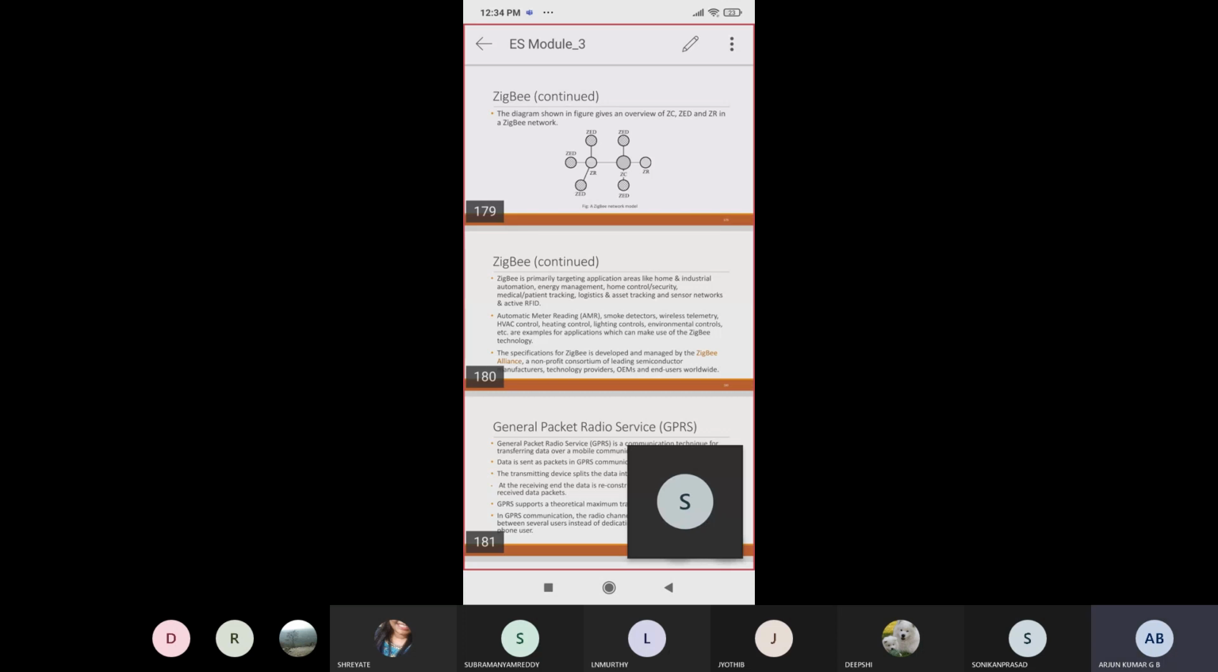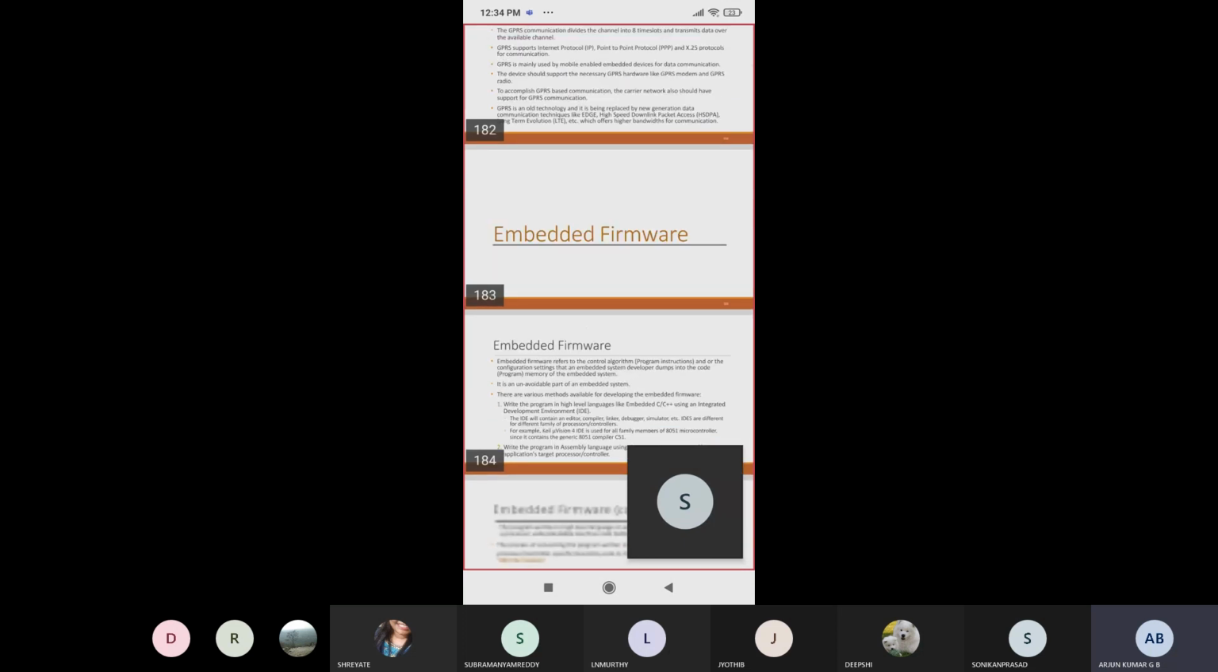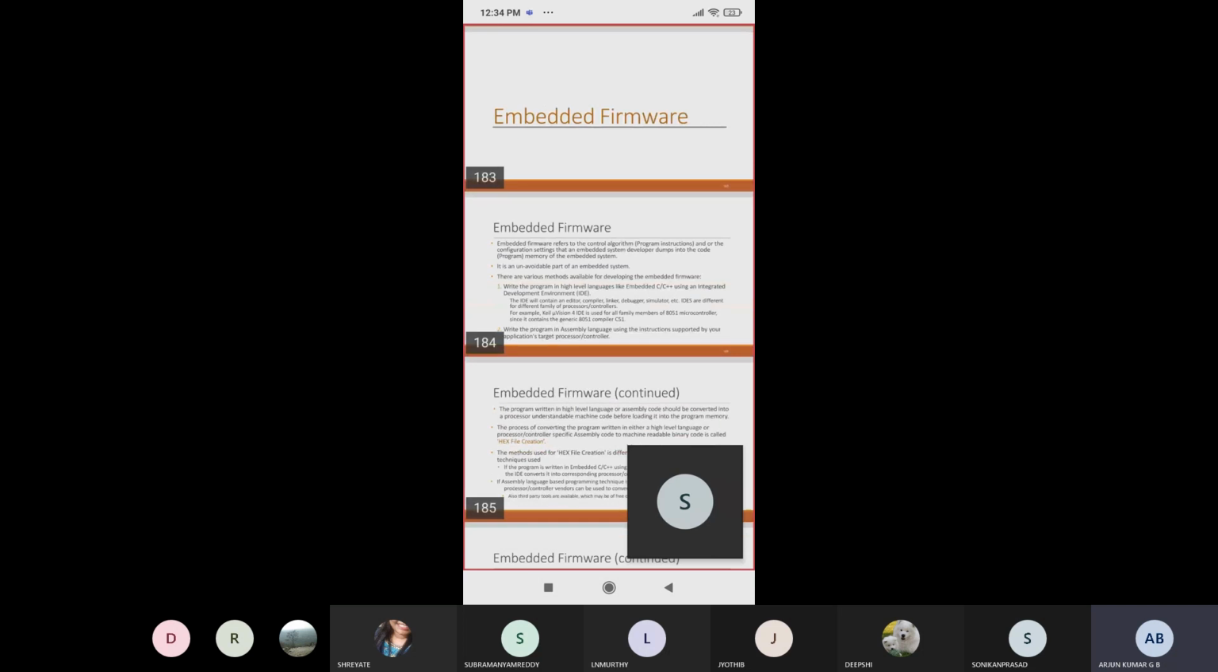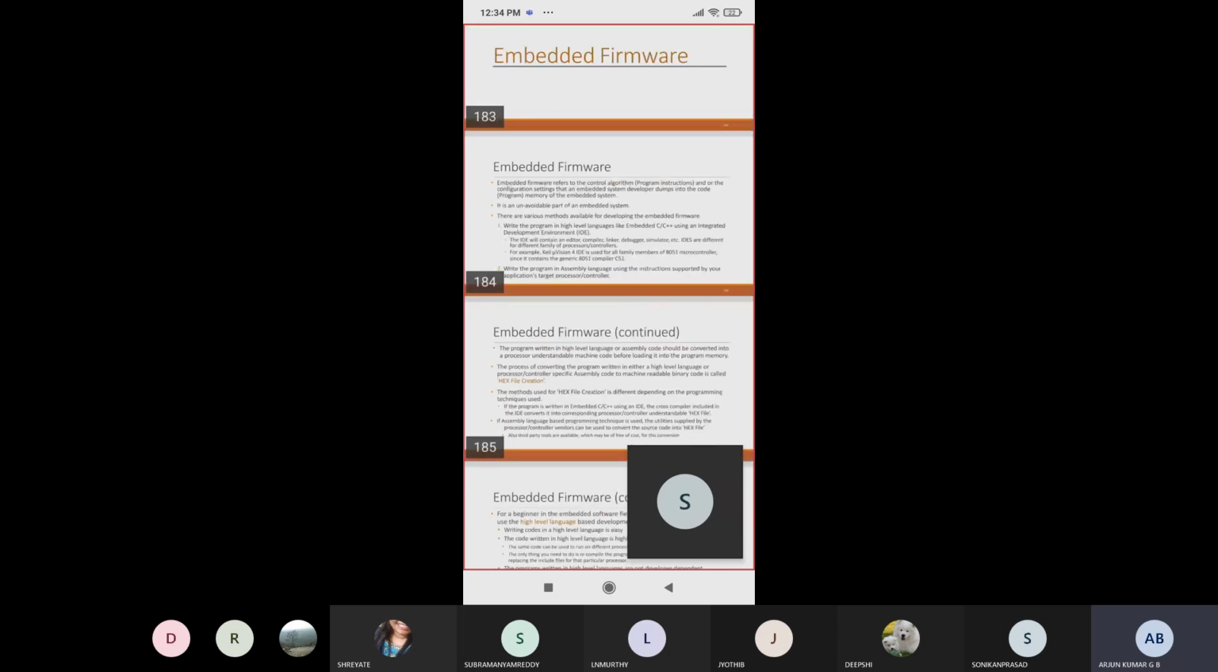The next is the embedded firmware. Firmware is nothing but software. What kind of software is used to develop the control programs? In the embedded system, the firmware is software. It refers to the control algorithm.